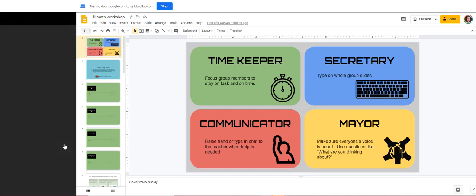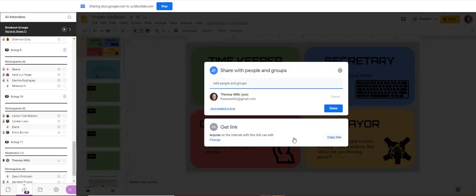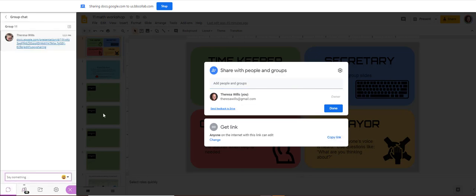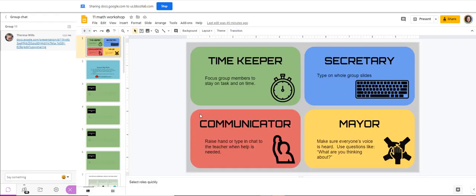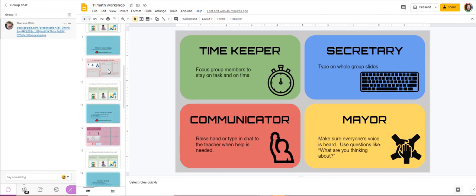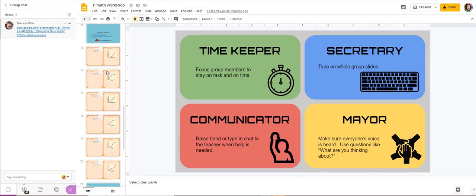Hi, group 11. I just wanted to give you the link to your group slides. I pasted it in the chat box there. If you go into those group slides, you'll be able to participate in all 6 group activities. Got it. Thank you.